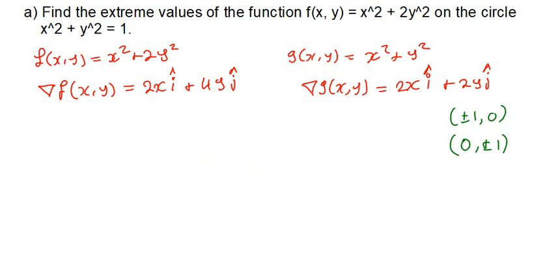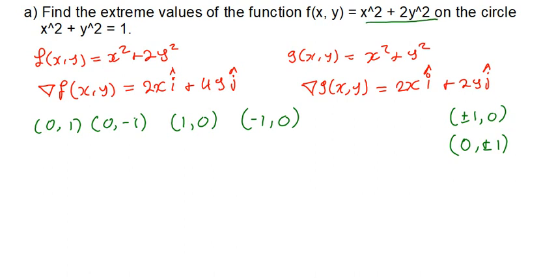So now I have the points: 0 comma 1, 0 comma negative 1, 1 comma 0, and negative 1 comma 0. So for me to determine the maxima as well as the minima, I need to use this function that I have there. So that would be my f at 0 comma 1. If I put 0 squared here, then plus 2 times 1 squared, what are we going to get? We are going to get a 2.